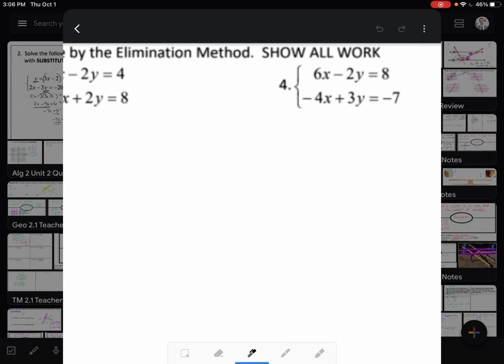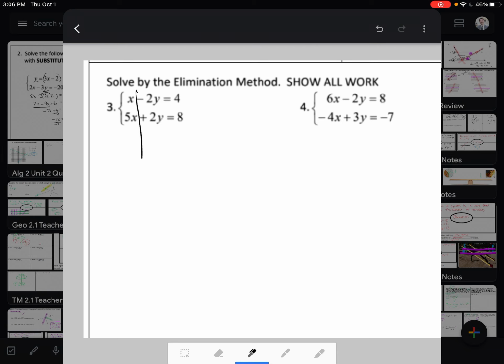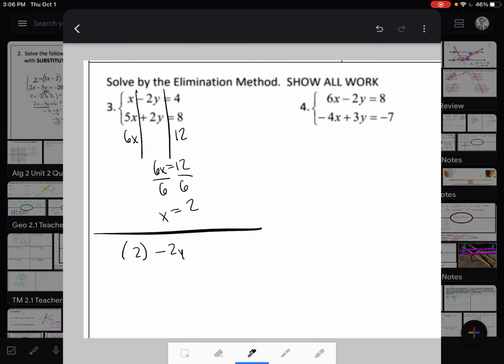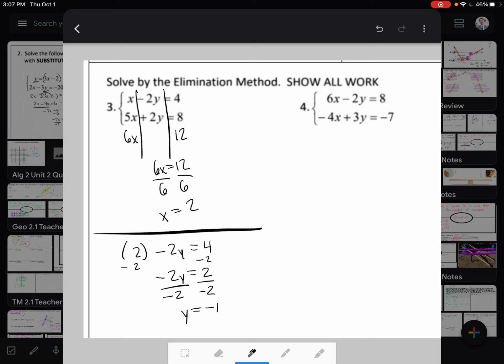All right, let's try some elimination now. So again, lining our variables straight up and straight down, we'll get 6x, the y's cancel, and we get to 12. So 6x equals 12, divide both sides by 6, x equals 2. Now let's take it back to the original equation, plug in 2 for x, and we'll end up with negative 2y equals 2, divide both sides by negative 2, and y equals negative 1. So that's our full solution for that system, using elimination to get rid of one of our variables.